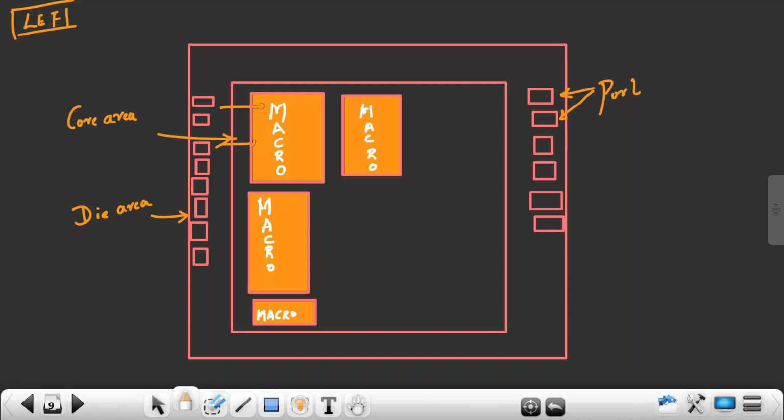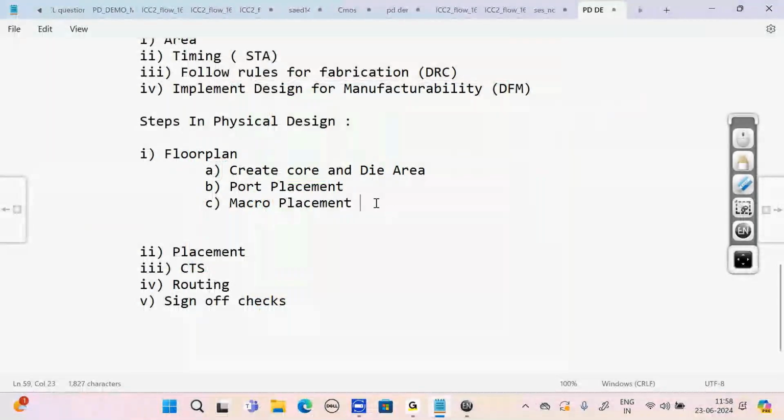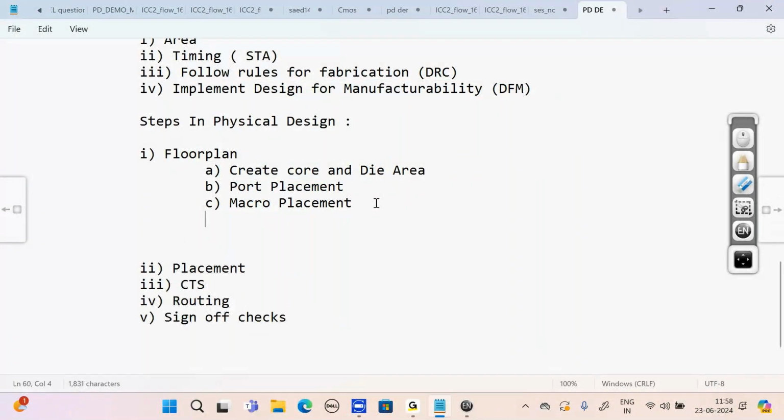So after macro placement, what is the next step? You have power planning. So what are macros? Macros are complex cells. They are not standard cells. So why do we do macro placement first?